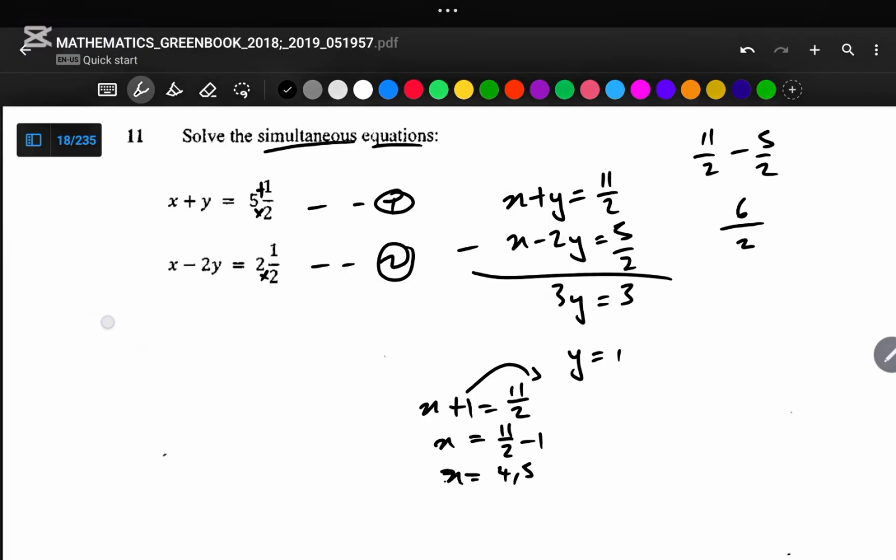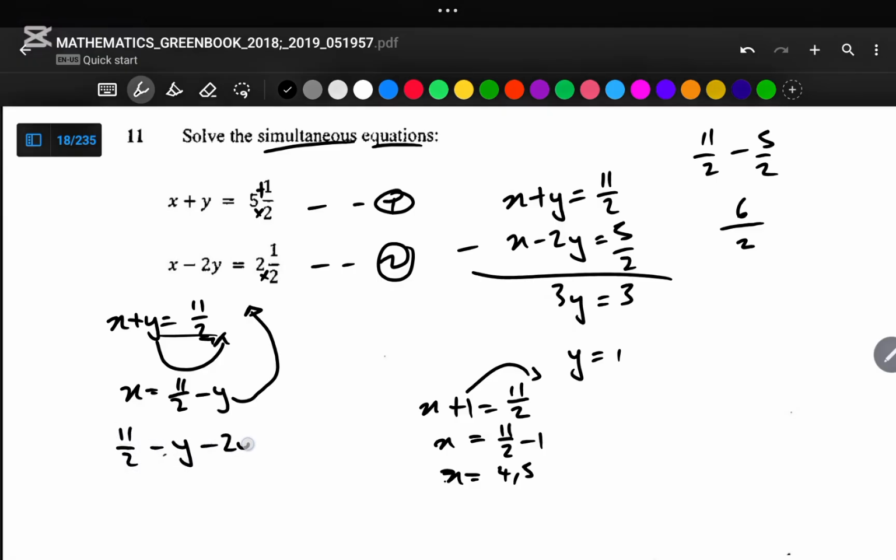But you can use the substitution method. From equation 1, x plus y is equal to 11 over 2, we can shift this y to this side of the equation, right? If we shift this y, it becomes negative. Therefore, x is equal to 11 over 2 minus y. That is our x. And then we took this value of x back into the second equation, and substituted it to say it is now 11 over 2 minus y minus 2y being equal to 5 over 2. So it's now 11 over 2 minus 3y being equal to 5 over 2.